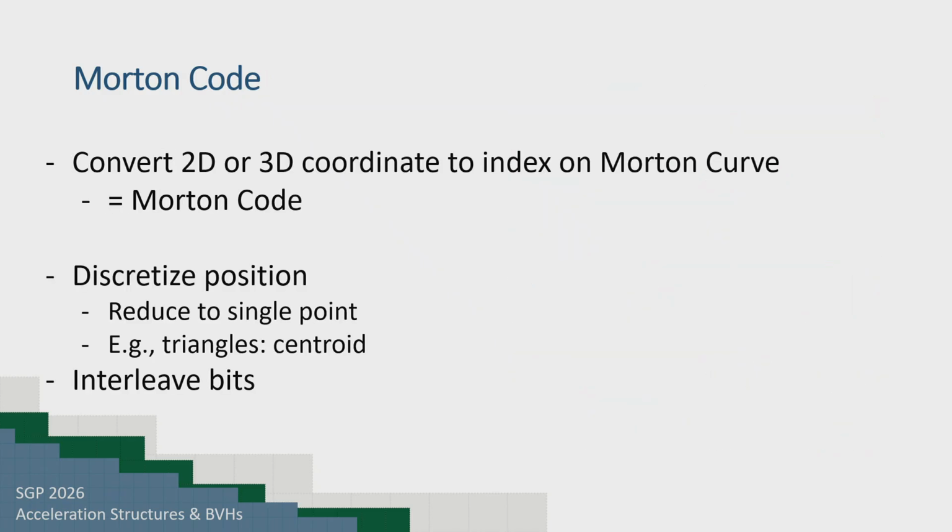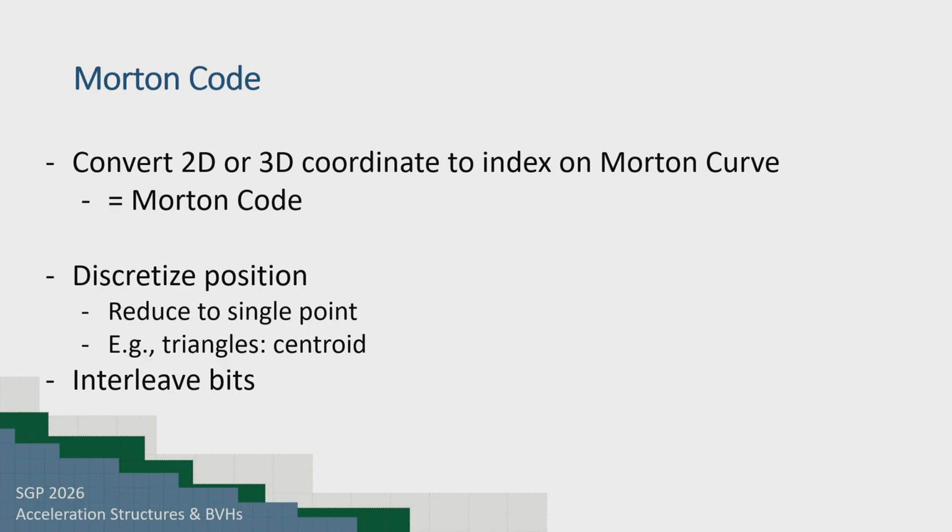From this, we can compute the Morton code, which is basically, if you have a 2D or 3D coordinate, or 4D for all that matters, you can scale this to larger dimensions, you can compute the index on the Morton curve, and this will be your Morton code. The way to do this is to discretize the position. So we have somehow reduced our things to a single point. Like if you have a triangle, you might want to pick the center of it. If you have something more complex, you'll have to figure out a way to pick a representative point for that object and then compute the Morton code for it.